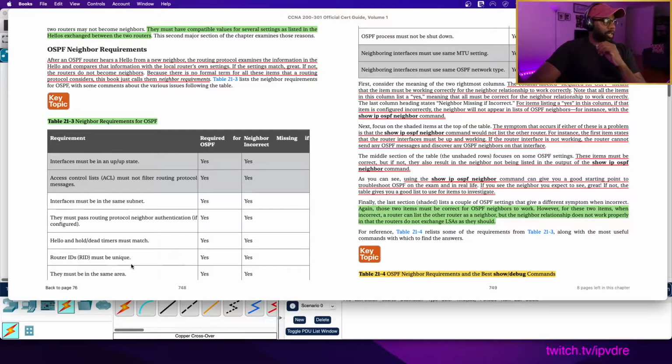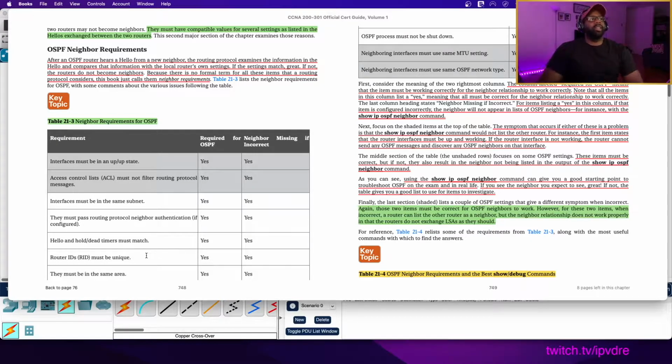Router IDs must be unique. This is something that's important when the routers are getting to know each other. It's important that a router sees its own router ID towards the end of, I believe it's the two-way state, but it's not supposed to see its own router ID when it's introducing itself to one another, right?